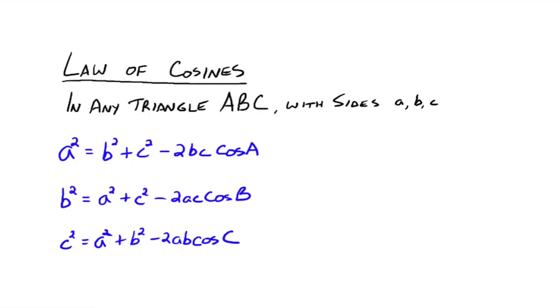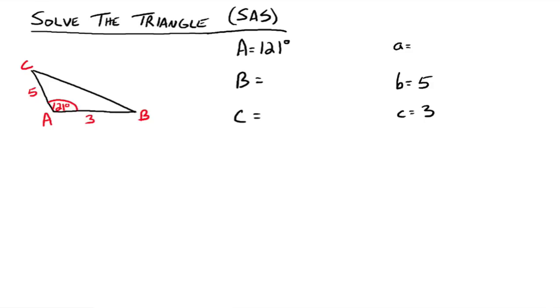Okay? Alright, so here's an example. We want to solve this triangle. This is for side angle side. We know a side, we know an angle, and we know the next side. So we know that A is 121 degrees, side B is 5, and side C is 3. We want to figure out this side, little a.